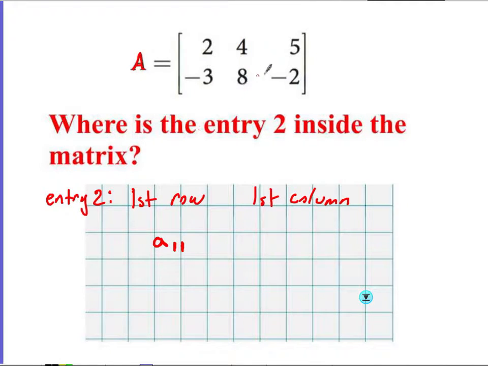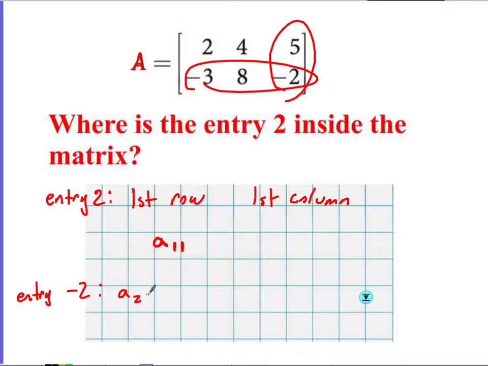So if I wanted to find where entry -2 is going to be, again, it is still in matrix A, so I use lowercase a, and it's going to be in the second row, third column. So a, lowercase a, 2, 3. So these are definitely simpler ways of writing the address of an entry inside the matrix.